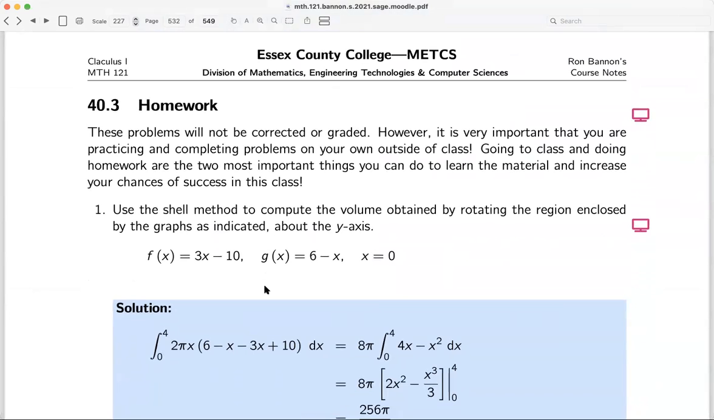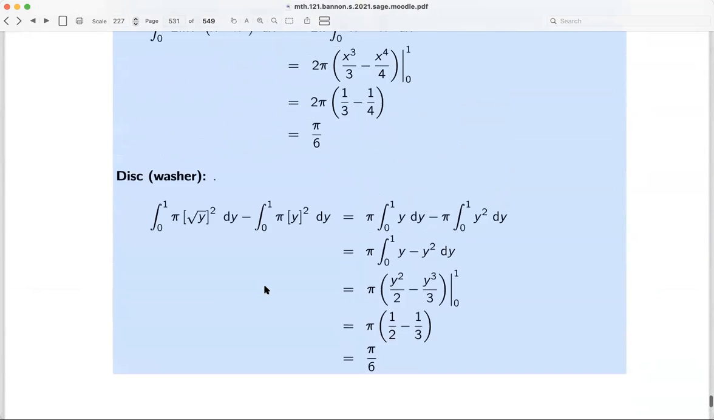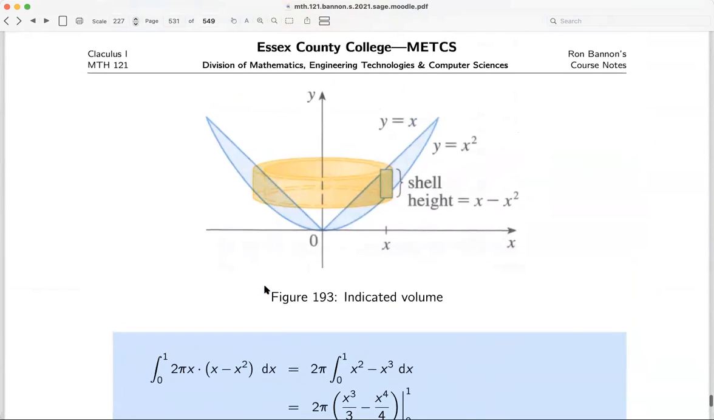You want to try these problems on your own, all right? Independently. If you need help though, please feel free to come by during office hours and I'll be more than happy to help you. I'm going to switch to the whiteboard. Give me a moment to do so.